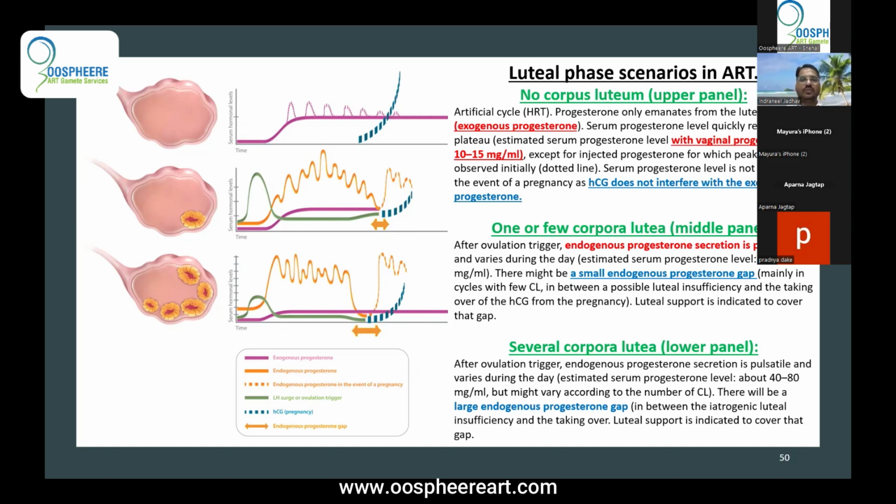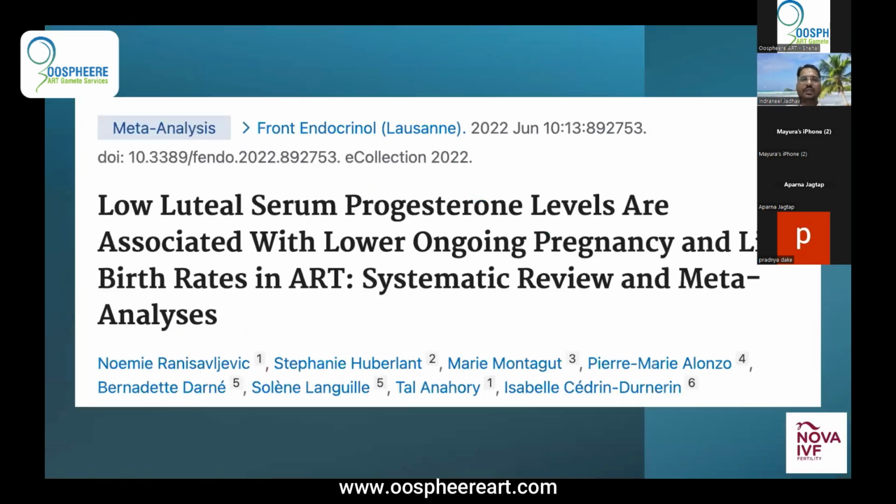And in the lowermost, sometimes this supraphysiological or high hormone state causes negative feedback and decreases LH, due to which the luteal phase deficiency length may be more, and that may surely cause no pregnancy or no good outcomes for the patient, which we should take care of. So here you can see that low luteal progesterone levels are associated with lower ongoing pregnancy and live birth rates. So that was actually proposed.